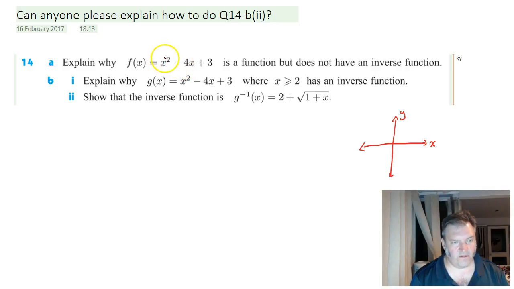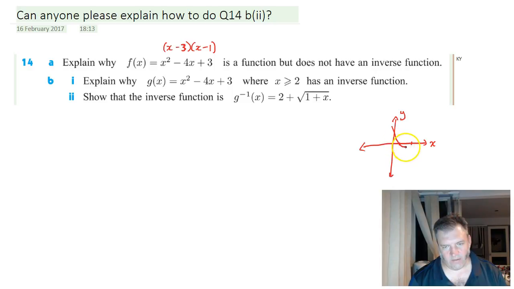Okay, so this function is a parabola, and if we factorize that, you'll recognize pretty quickly. I'm sure you can all do that factorization. X take 3, x take 1. That it's a parabola with intercepts at 1 and 3. So there's 1 and 3 roughly, and the parabola is going to look something like that. Let's just label it f of x. We'll do the whole lot. X squared take 4x plus 3.